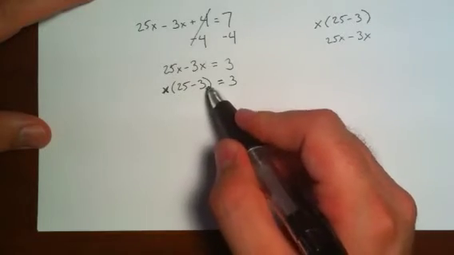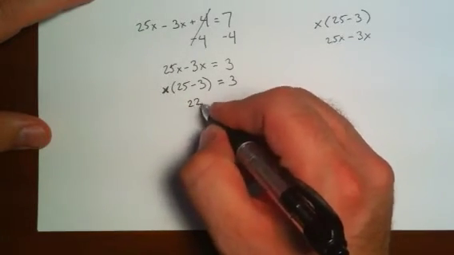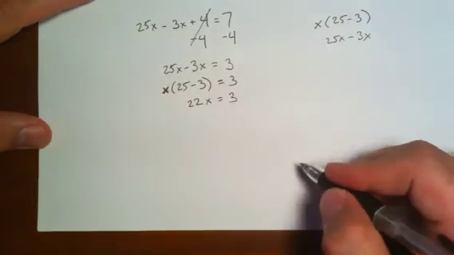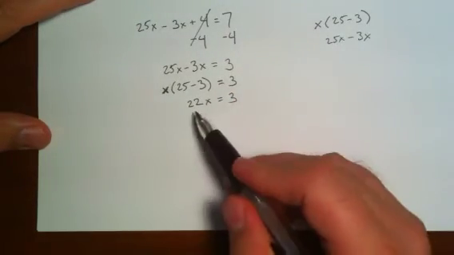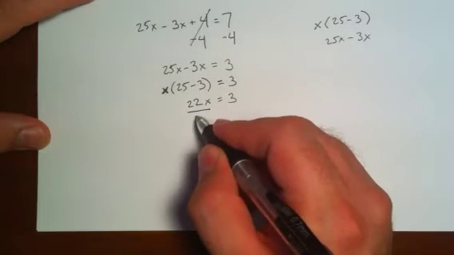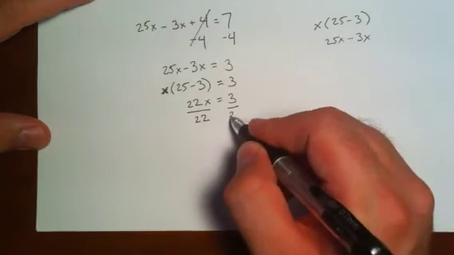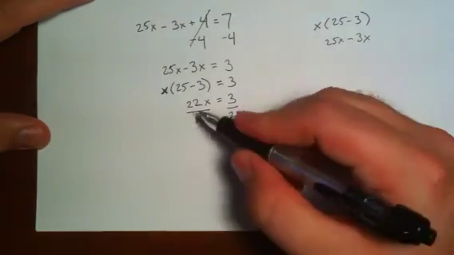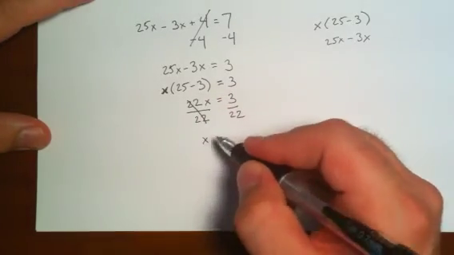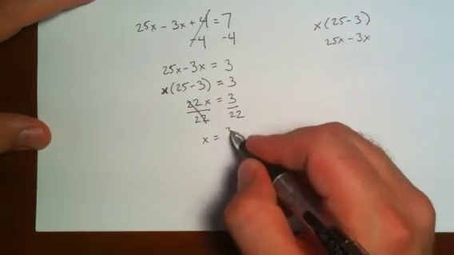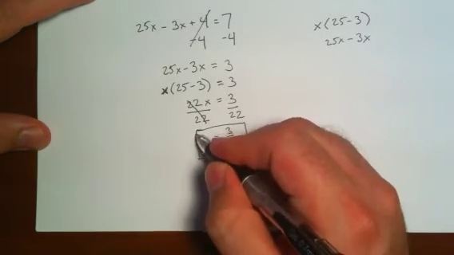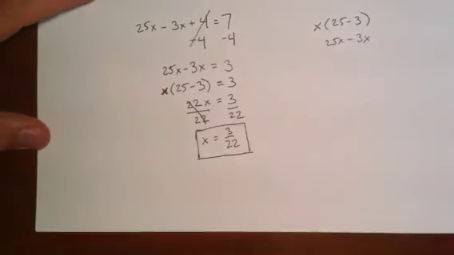Now 25 minus 3, that's 22. And then times the x equals 3. And then again, we want to get rid of this 22, get the x all by itself. So we're going to go ahead and divide by 22 on both sides. 22 divided by 22 is 1. And 1 times x is x. And this is just 3 divided by 22. And again, you can plug that into your calculator or leave it as a fraction. And so that's the answer there.